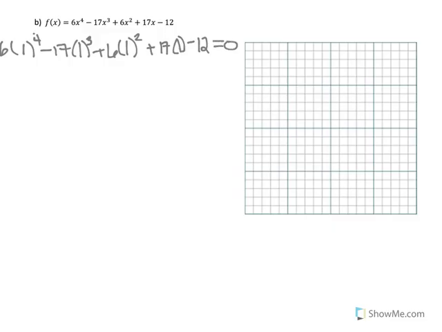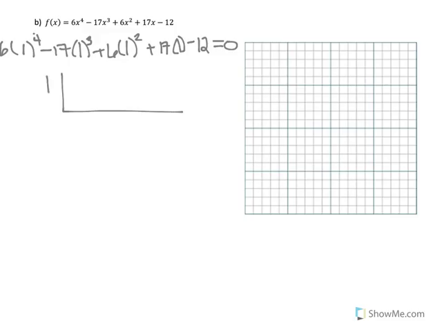Alright, last one. Okay, we need to factor the last one. It's to the power of 4, so we're going to have to do some work here, some synthetic division. So let's plug in, let's try a 1, see if a 1 works. So 6 times 1 to the power of 4 minus 17 times 1 to the power of 3 plus 6 times 1 squared plus 17 times 1 minus 12. And this one does in fact work.